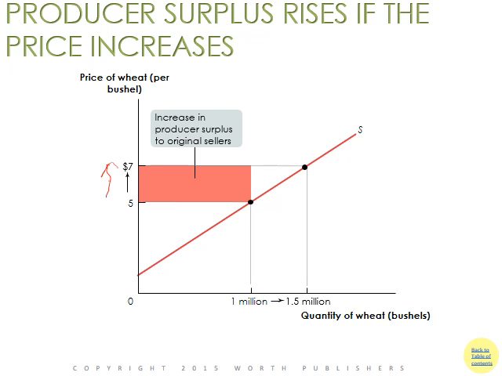The reason for this is because the initial sellers are getting $2 per bushel more for wheat, and the higher price draws in additional sellers. So we can see that the quantity supplied increases. So this is the producer surplus that accrues to the original sellers, and when we add new sellers, we can add their producer surplus. So the total increase in producer surplus is given by these shaded areas.